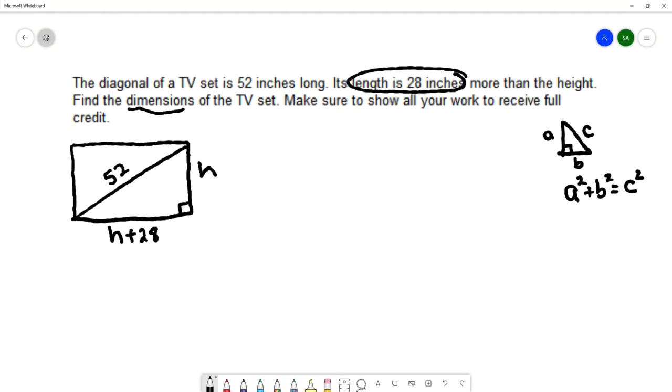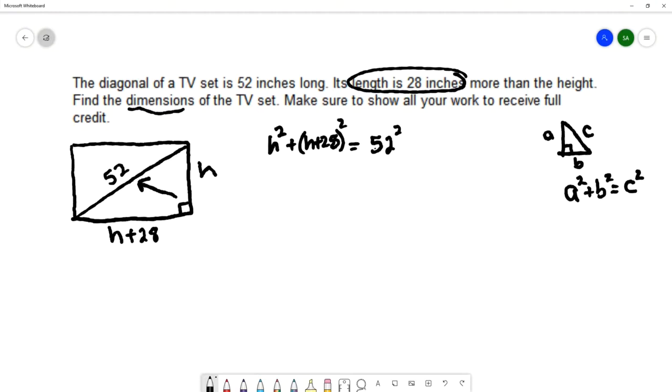In our example, the side opposite of the right angle is the diagonal. So 52 squared will be on one side on its own. And then on the other side, we'll have the leg squared plus the other leg squared. So we have h squared plus (h plus 28) squared equals 52 squared.